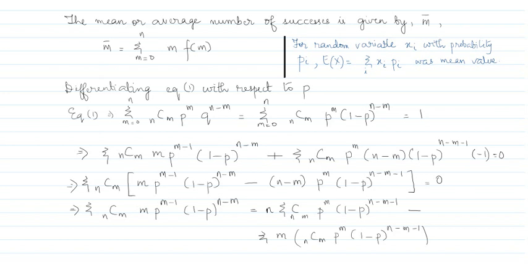Now just consider nCm is common for both these terms. Taking nCm common, then I have m p raised to m minus 1, 1 minus p raised to n minus m. And here I have a minus sign, so that's this minus. Then the rest of the terms written in order, all these give me equal to 0. Now I'm taking this negative term to the RHS. This is what I'd be getting.